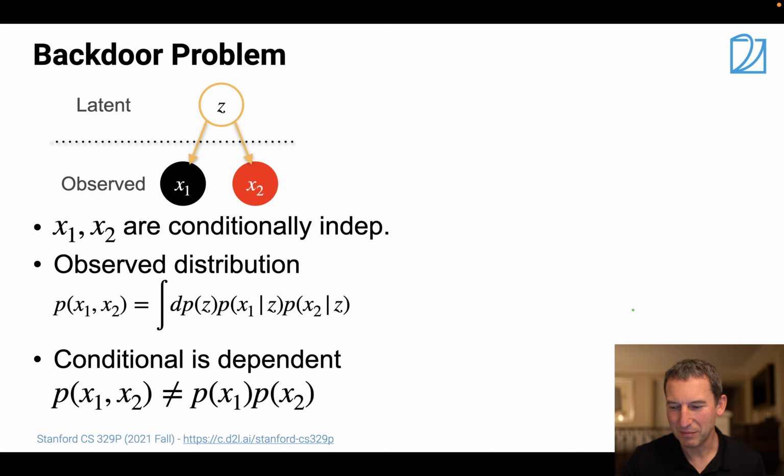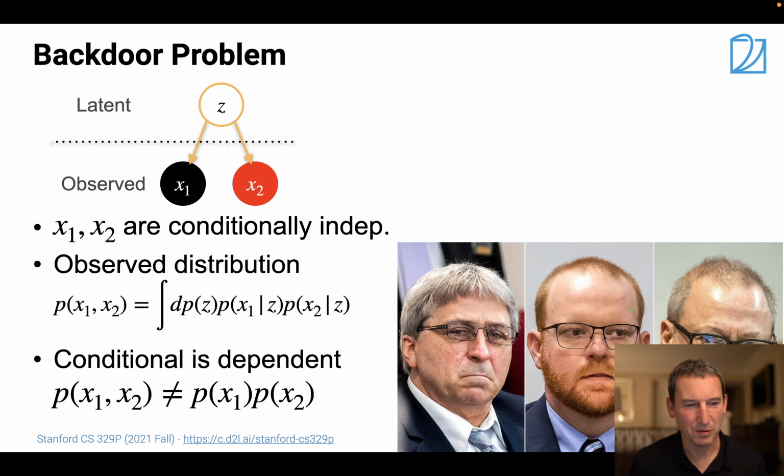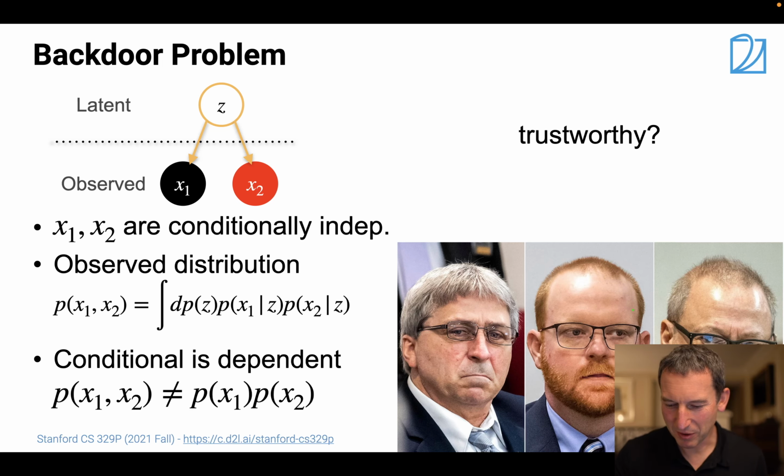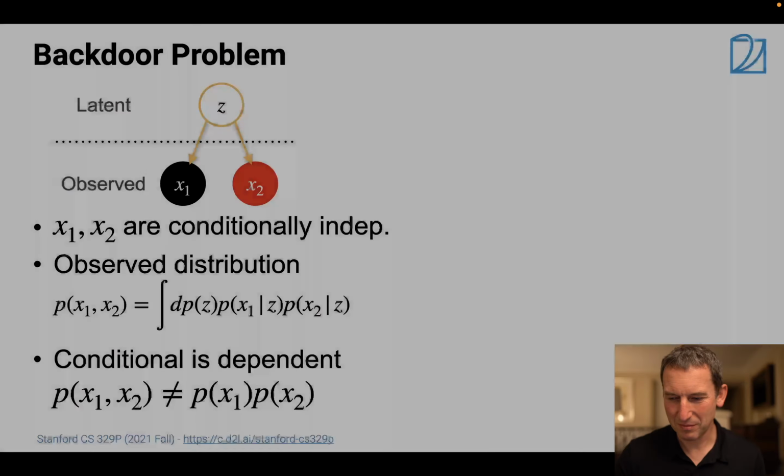Let's look at an example. So here we have three gentlemen, and they look like they could be politicians or whatever. They all look serious. And you could ask the question, are they trustworthy? Because maybe if they're trustworthy, you'll buy an insurance from them. So x1 would be the photo.